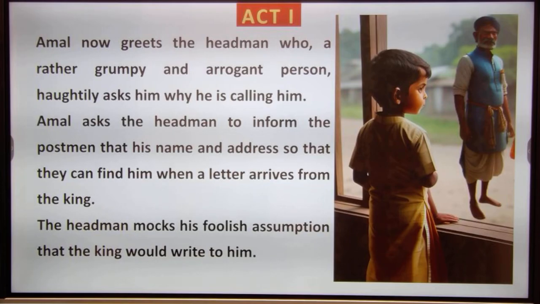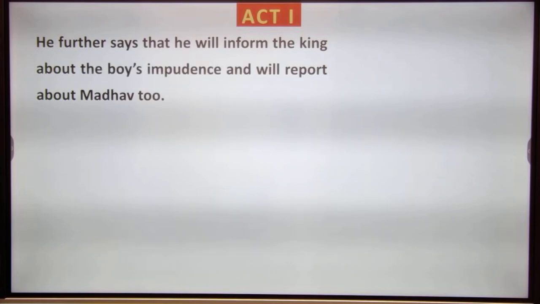Now the headman is a stupid fellow. He can't understand the reference and he thinks that the boy is talking about the real earth king. Headman mocks him for his foolish assumption that the king would write to such a rustic, simple, unimportant boy. Now he further says that he will inform the king in a mocking, satirical manner about the boy's impudence and will report about Madhav also.